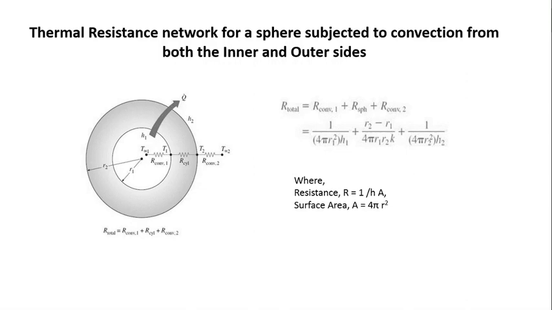Here, R convection, the resistance in case of convection heat transfer, is 1 by HA. Instead of A, we are substituting 4 pi R square. Here we are considering the inner radius as R1, and next the conduction, R2 minus R1 divided by 4 pi R1 R2 into K, plus 1 by 4 pi R2 square into H2. This is for convection, as you know that the surface area of the sphere is 4 pi R square.